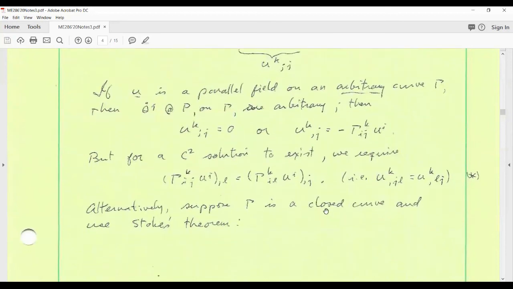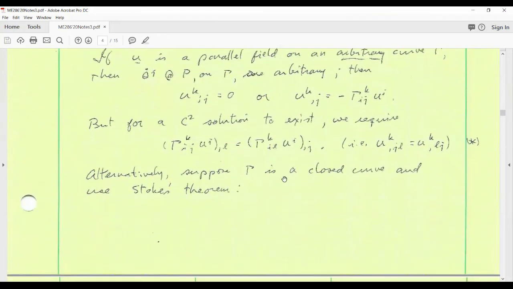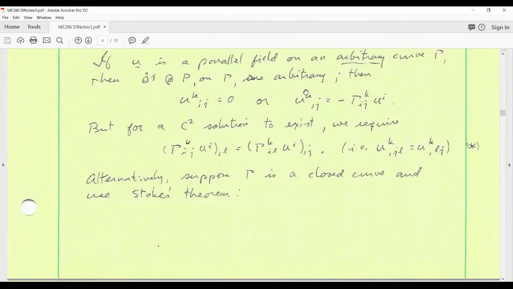So this equality turns out to have an interesting consequence, which we'll get to on the next page, and which I'm going to ask you to work out in your new homework. We'll get to the same conclusion by using Stokes' Theorem. So instead of working out the implications of this, which I will ask you to do in homework, let's use Stokes' Theorem to examine the implications of the integrability of this set of equations.